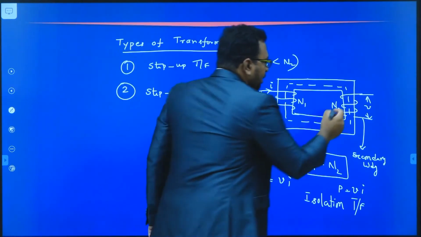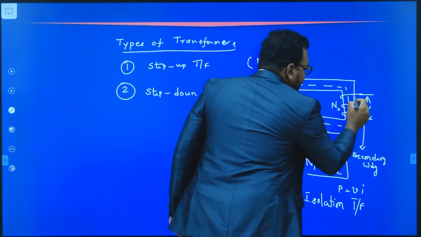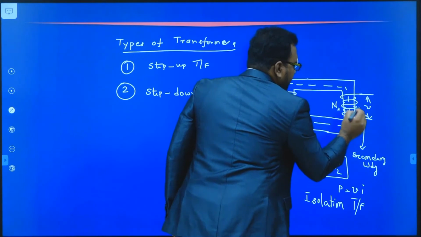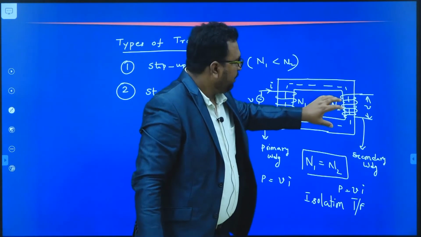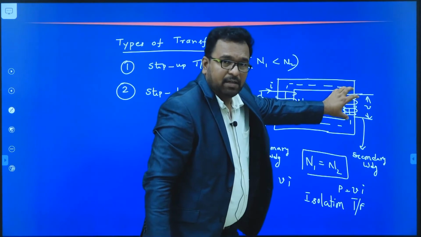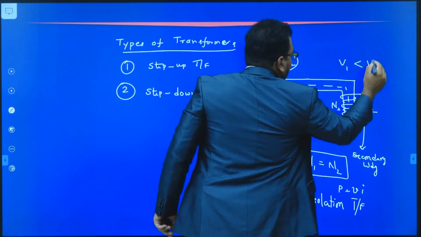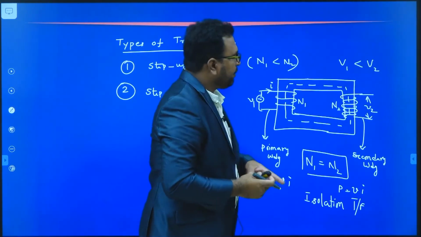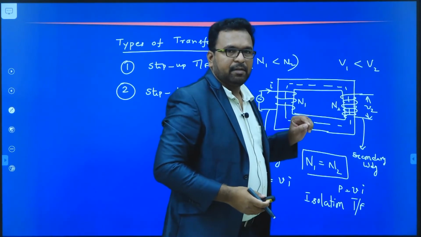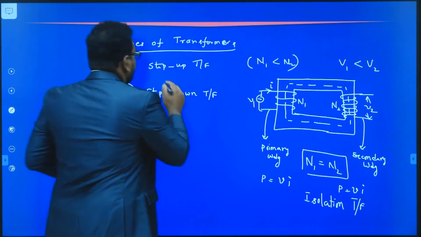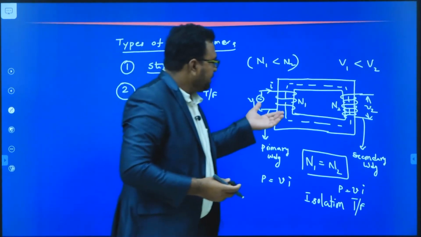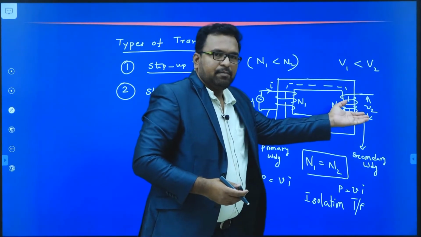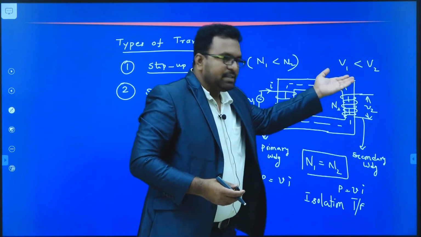If N1 is less than N2, that means the secondary winding contains more number of turns compared to the primary, then more flux will link with the secondary winding. So the voltage induced in the secondary winding will be greater than in the primary winding. Such transformers are called step-up transformers. Here the voltage is increased from primary to secondary. The level of the voltage is increased.